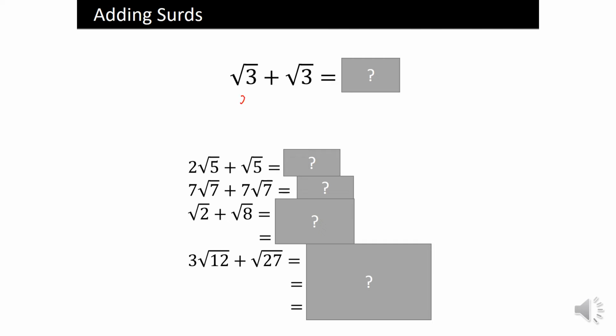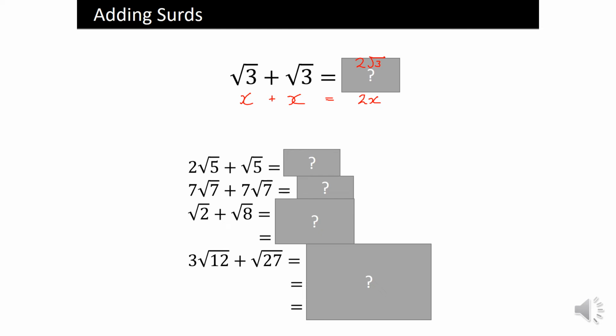what do I have if I have x plus x? So we know that x plus x is 2x, so it's 2 lots of x. If we have root 3 plus root 3, we'd just write that as 2 root 3. It is 2 lots of root 3, or 2 times root 3. So you can see it's really similar. And we're going to use that same thinking to work through these other ones as well.